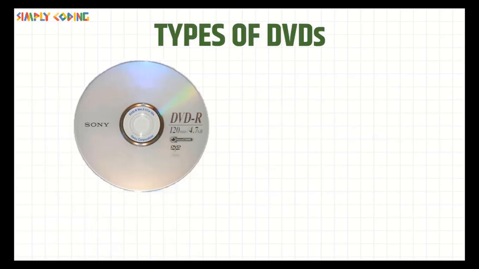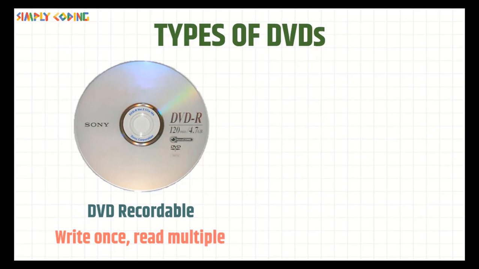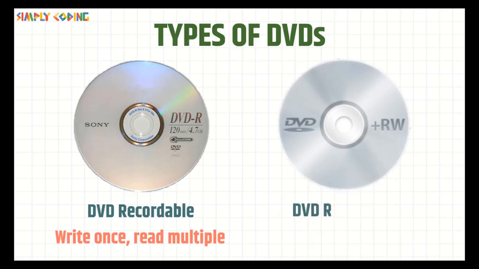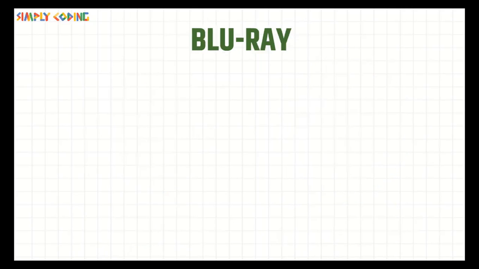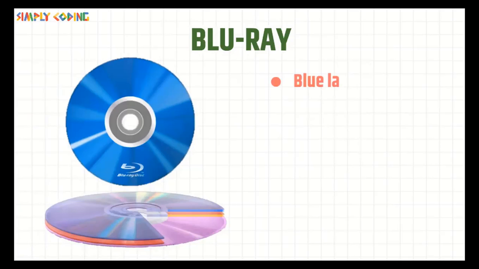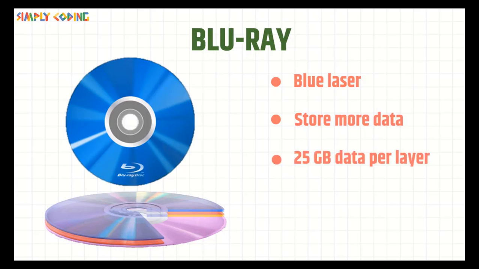First type is DVD-R or DVD recordable, where data can be written only once and then can be read multiple times. In DVD read-write or DVD rewritable, the data can be written multiple times. Next is Blu-ray. The name comes from blue laser, which reads from and writes to the disc rather than the red laser of DVD. This allows it to store more and it can hold 25 GB of data per layer. There are dual layer, triple layer discs which hold even more data.